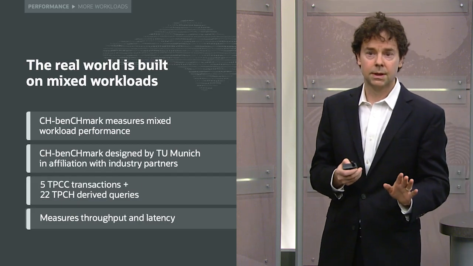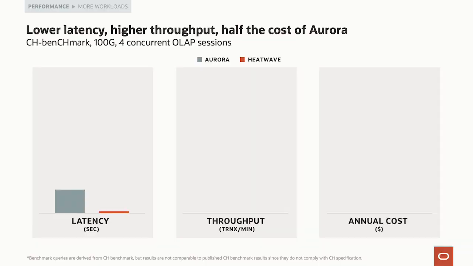It measures throughput and latency. When we run the CH Benchmark using a 100 gigabyte database, it's kind of your bread and butter database size. Probably a lot of you have a lot of databases that are about 100 gigabytes. That seems to be very common, right? Running the 100 gigabyte CH Benchmark with 4 concurrent OLAP sessions, our latency is 18 times lower than Aurora.